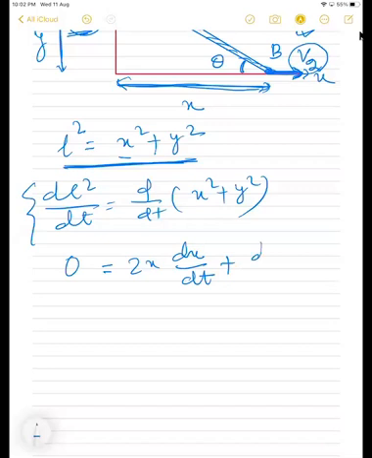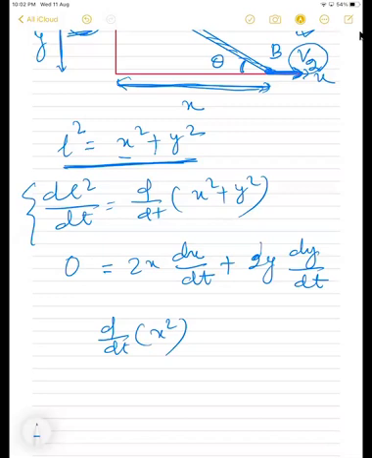d/dt of y squared is 2y dy/dt. Students, remember or not? We want to find d/dt of x squared, right? Yes or no? Yes. We want to find d/dt of x squared.